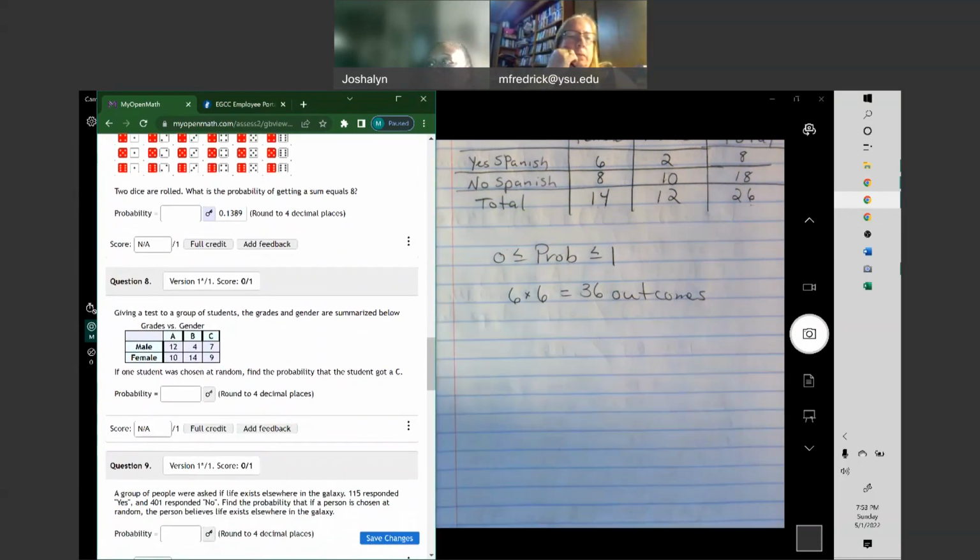Giving a test to a group of students, the grades and gender are summarized. One student is chosen at random. So we need to get the total. But since there's only one question, we could just add the total.